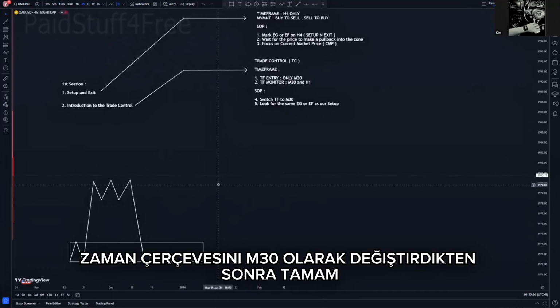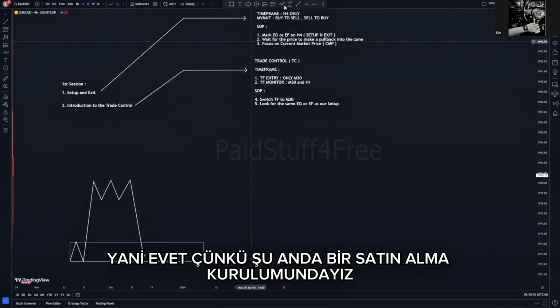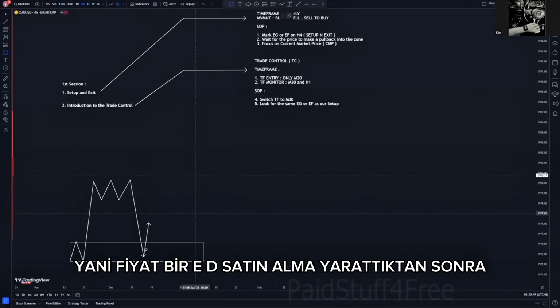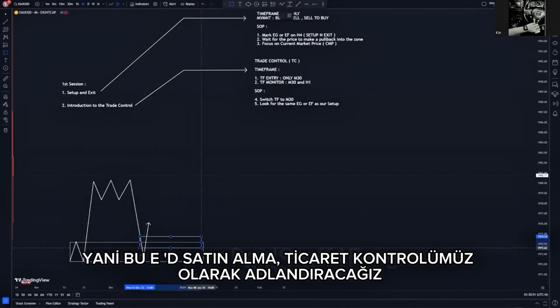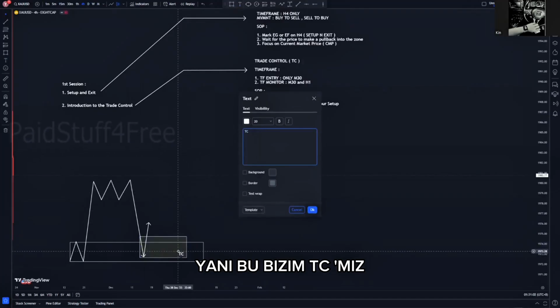Okay. After we switch the time frame to M30, we need to look for the same ED or the same EF as our setup. Right now we are currently in the buy setup, so of course we need to look for an ED buy, something like this. After the price created an ED buy, we will call it our trade control. So this is our TC.